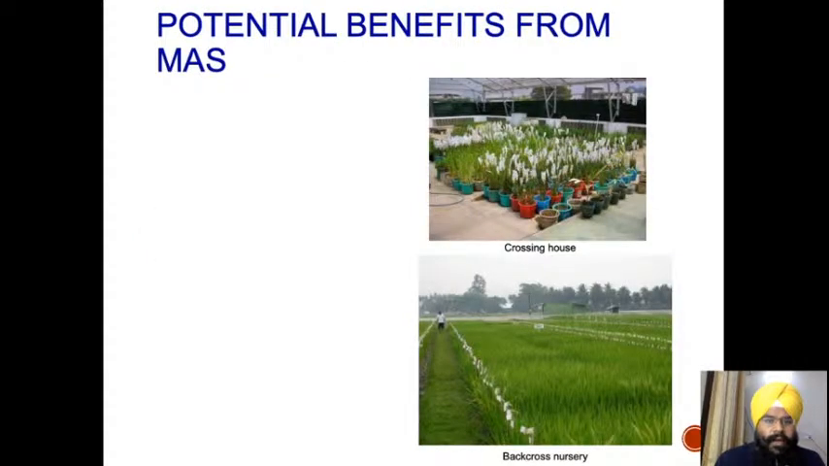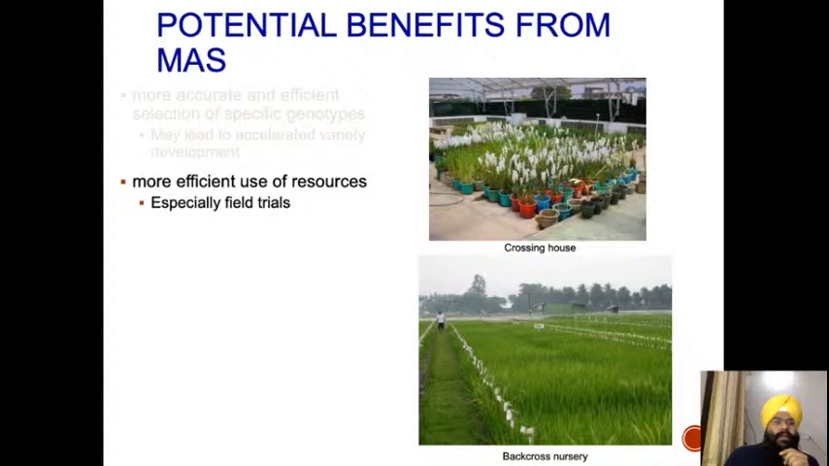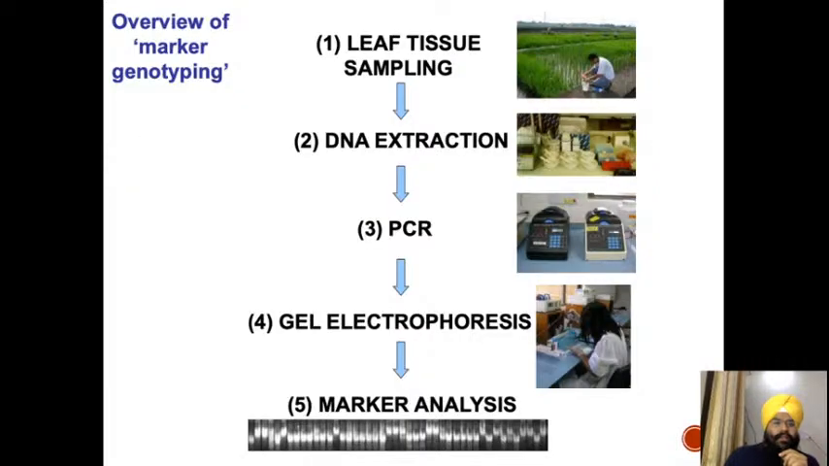So what are the potential benefits? These are shown to you: the crossing house and back cross nursery, how it looks in general. More accurate and efficient selection of a specific genotype may lead to accelerated variety development. It has more efficient use of resources, especially field trials. So this is the overview of your marker genotyping.